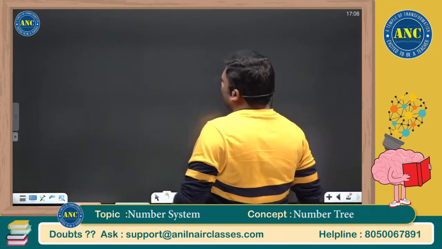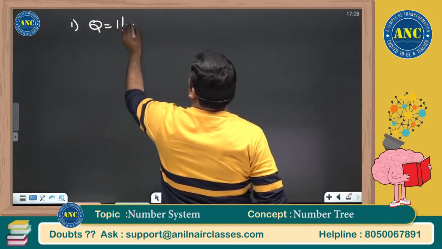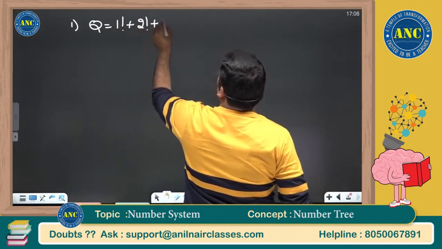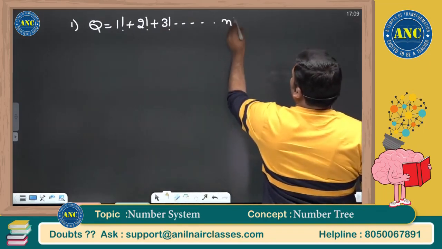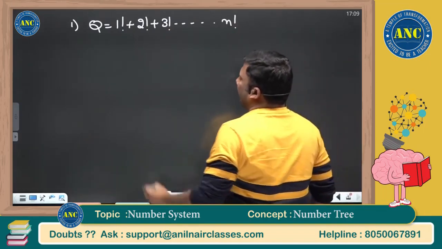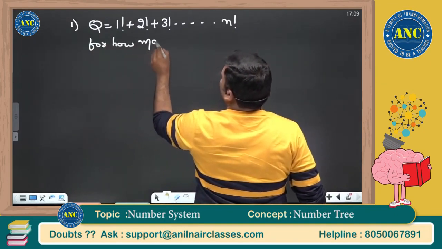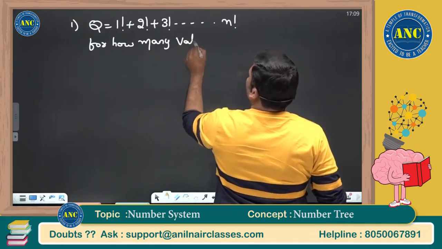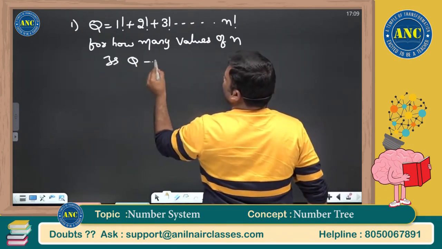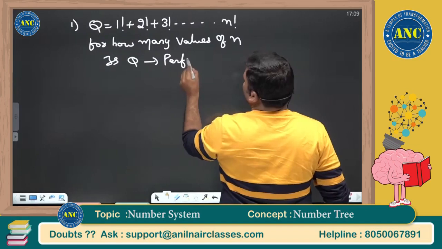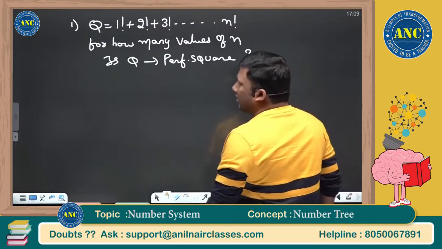Question number 1. This is a CAT replica question, a 5-10 minute easy question. Slowly I will increase the level of difficulty. Q is equivalent to 1 factorial plus 2 factorial, and so on up to n factorial. For how many values of n is Q a perfect square? This is an original management examination question.